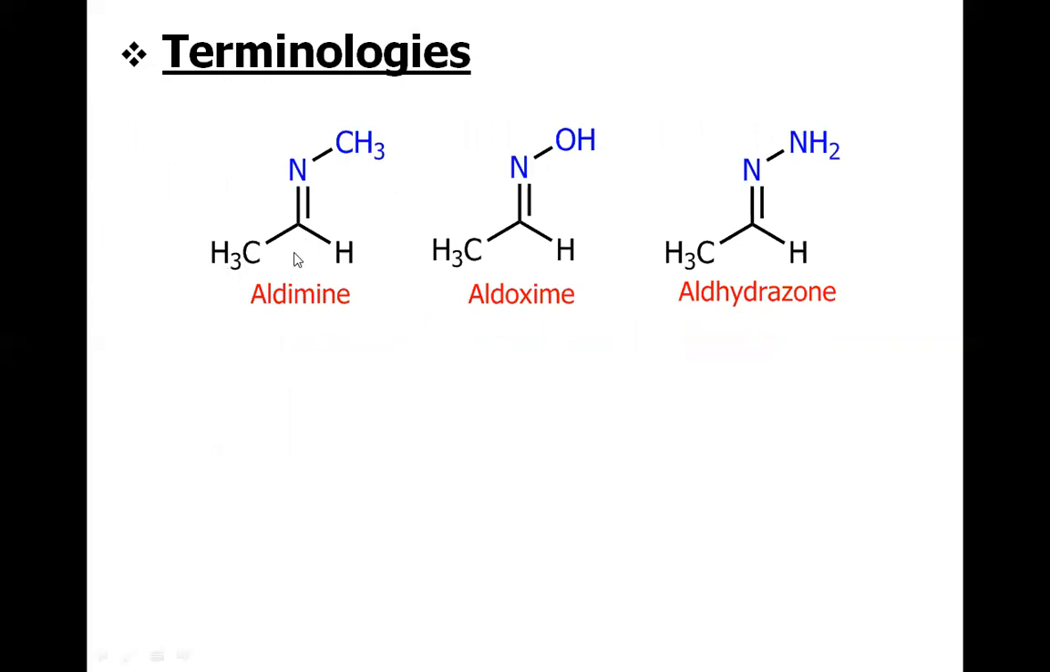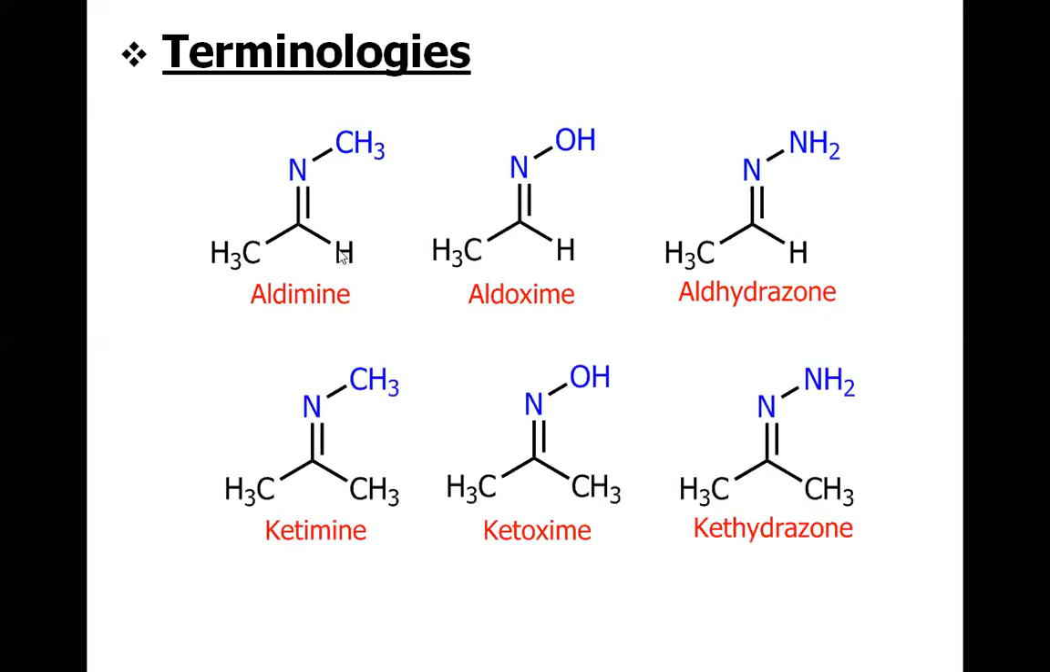So before proceeding to further reactions, let's recall some basic terminologies. If we have the aldehyde condensed with the primary amine, the resulting imine is called aldimine. Here ald has come from the aldehyde because we have this methyl and hydrogen here, and imine has come from this condensation with this primary amine. And if we treat the aldehyde with hydroxylamine, the resulting oxime will be called aldoxime. And if we treat the hydrazine with the aldehyde, the resulting hydrazone will be called aldehydrazone.